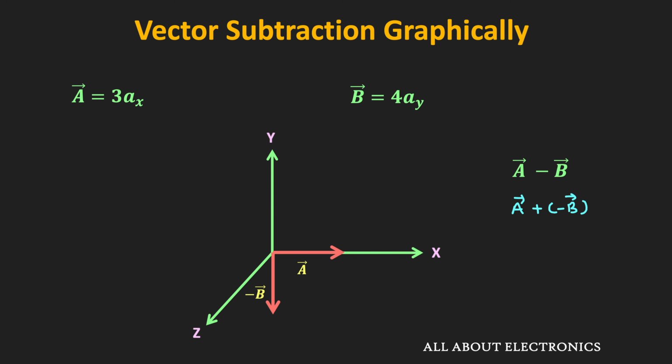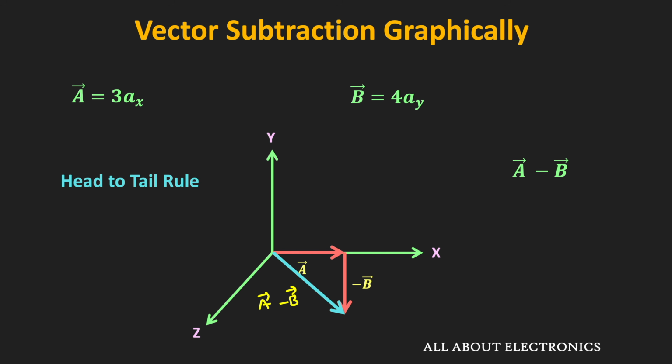And now, to get this a plus minus b, we will follow the same procedure that we have followed earlier. That means here, we will align the tail of this minus b vector to the head of the a vector. And now, the resultant vector is drawn from the tail of the vector a towards the head of the vector minus b, and this vector represents a minus b. So the method which we have used over here is the same as the head to tail method.